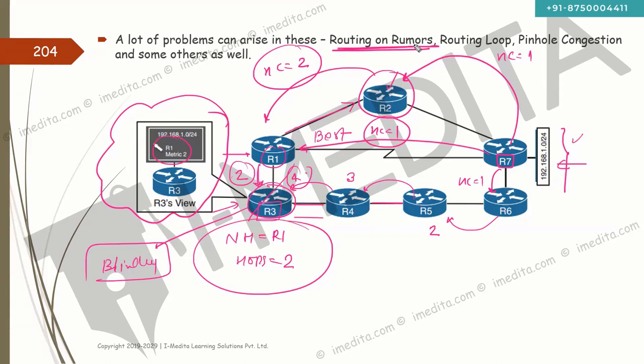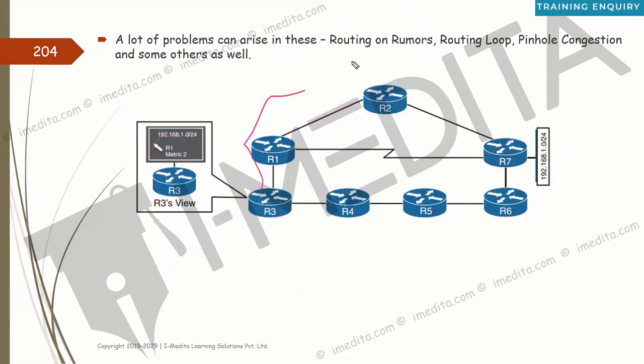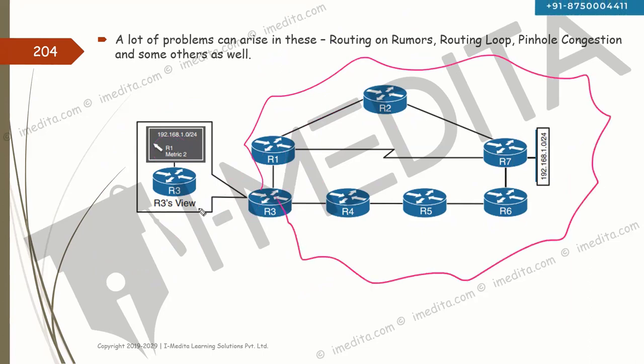So if the neighbor is saying that I can take you to the destination with the hop count value of 2, okay, I accept. If the neighbor says that I can take you to the destination with a hop count value of 4, okay, I accept. Since routing is being done based on the information given by the neighbor, without even validating anything, this is what we refer to as routing on rumors. And since you do not have the entire topological map of the network, you are just performing routing on rumors.